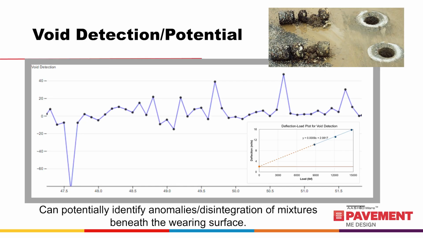This slide includes a screenshot of the loss of support index along a flexible pavement segment. As mentioned on the previous slide, the loss of support can be used to identify areas where the deflection versus load is changing along the project segment. This loss of support index can be used to strategically locate where to drill cores for confirming what is changing along the segment. In summary, the loss of support index can be used to estimate whether there is potential for anomalies and disintegration of mixtures and materials below the surface.